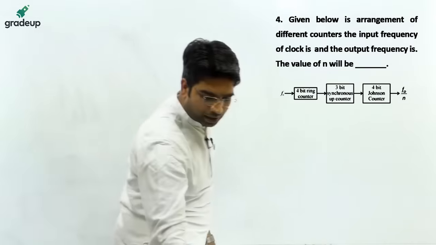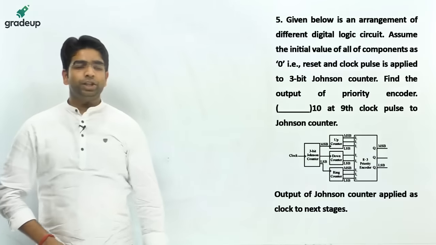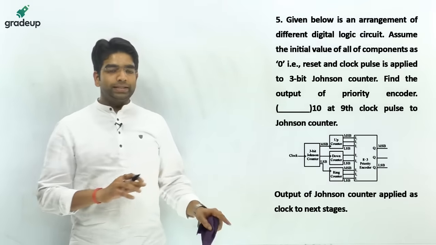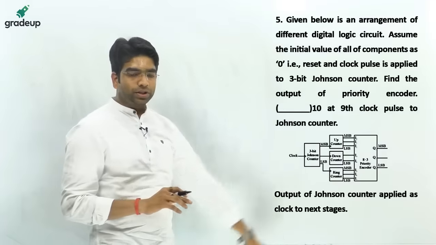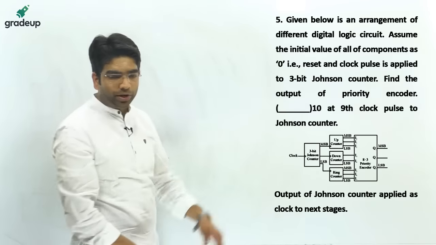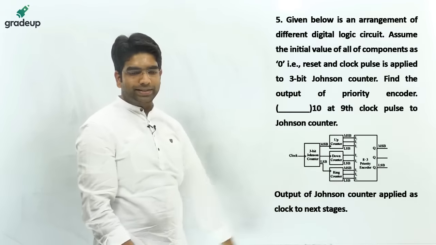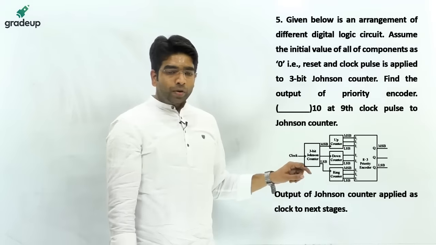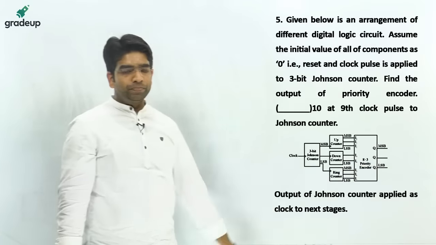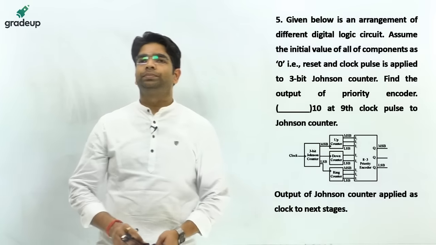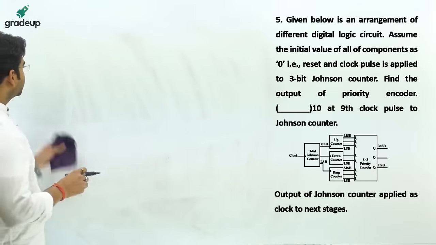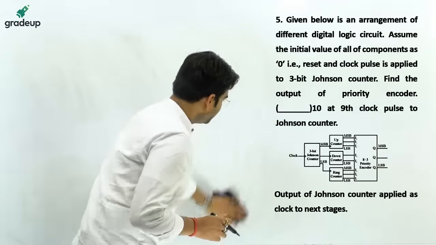Question, see, given the arrangement of digital logic circuit, the initial value of the components are 0. The reset and the clock pulses are applied to the 3-bit Johnson counter. This Johnson counter, सारे clock pulses और reset यहीं पे applied हैं. Okay, and all the value of the counters are reset initially. So what will be the value that will be the output of the priority encoder at the 9th clock pulse? Surup Reddy, please go through the concepts here.